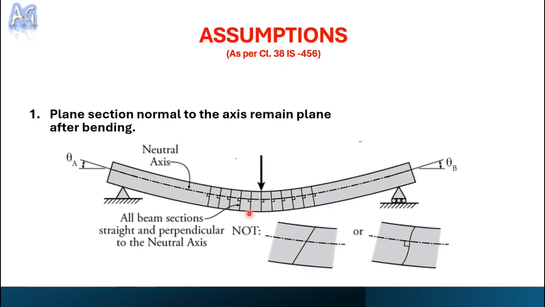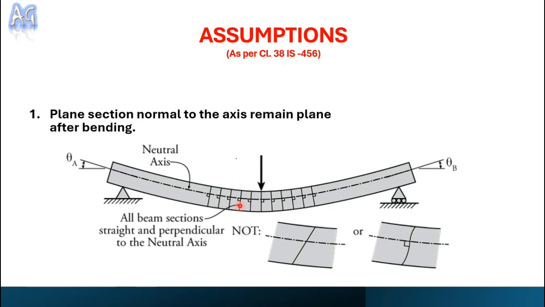Now if we consider a section like this, which is perpendicular to the neutral axis and also perpendicular to the longitudinal axis of this beam, this section will remain plane after bending. So after bending it will not be like this, or it will not be like this. The plane of this section will remain the same before bending and after bending.